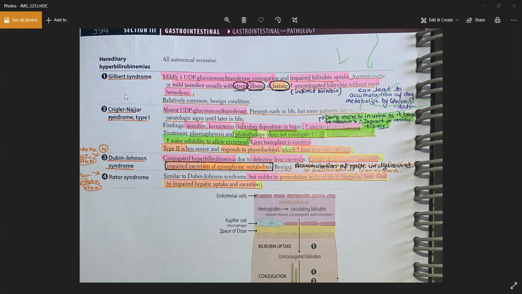Coombs test? Coombs test again depends if it is because of antibodies or because of any other thing, right? Like glucose 6 phosphate deficiency, it will be a negative Coombs test, right?